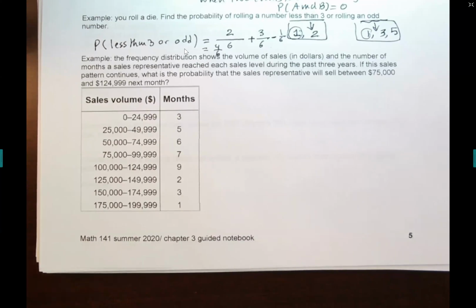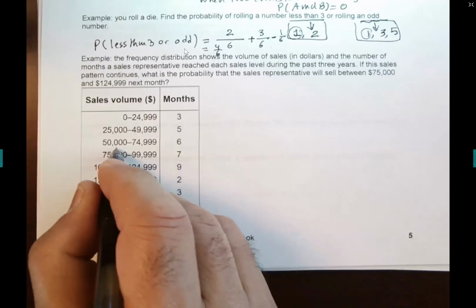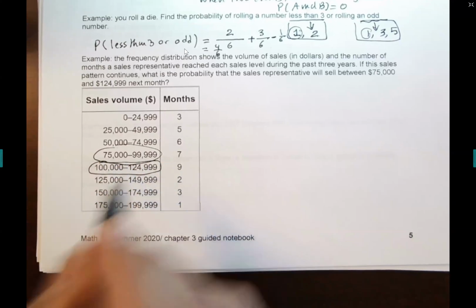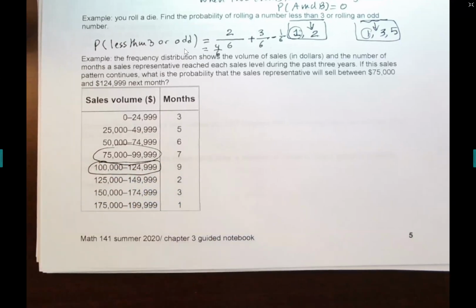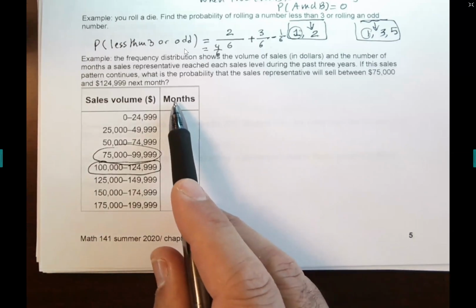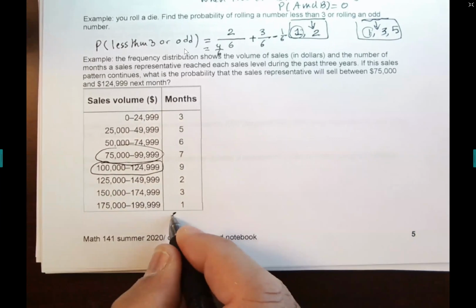The frequency distribution shows the volume of sales in dollars and the number of months a sales representative reached its sales level during the past 3 years. If this sales pattern continues, what's the probability the sales representative will sell between 75,000 and 124,999? So actually we're talking here, guys, this or that. And how many total months do we have here? 3 years. So that should add up to 36 months, guys.